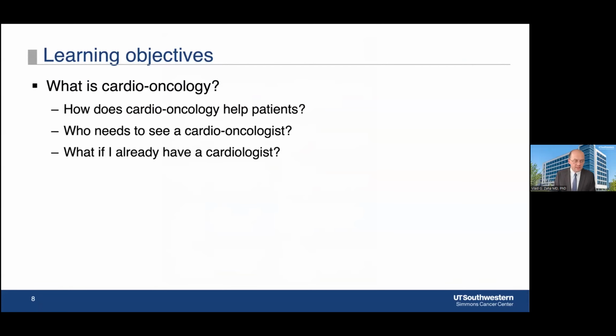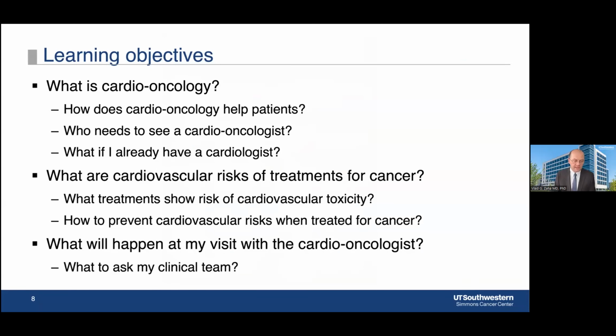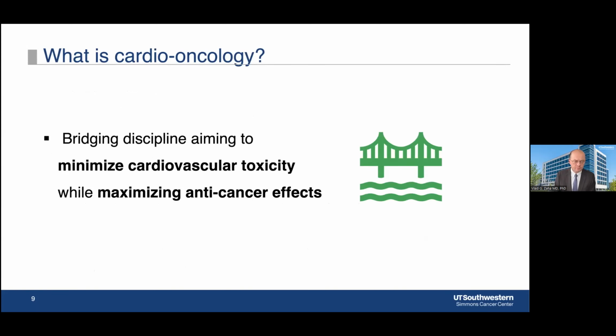So with this in mind, I prepared a set of slides that is aiming to address a few questions in 3 major sections. What is cardio-oncology? What are cardiovascular risks of treatments for cancer? And maybe most important, what will happen at a possible visit with a cardio-oncologist and what to ask the clinical team? So I will try to unpack a little bit these questions and be ready to address some of your questions. So first of all, what is cardio-oncology?